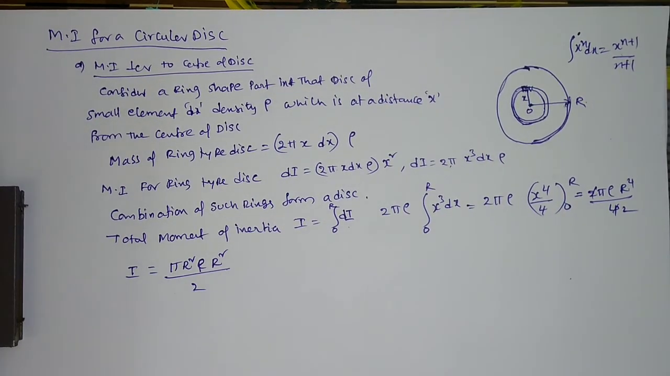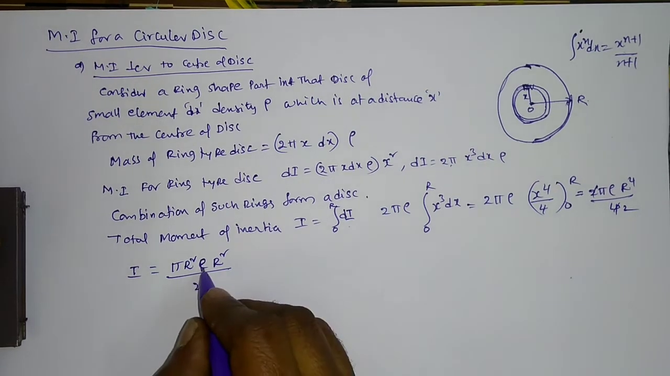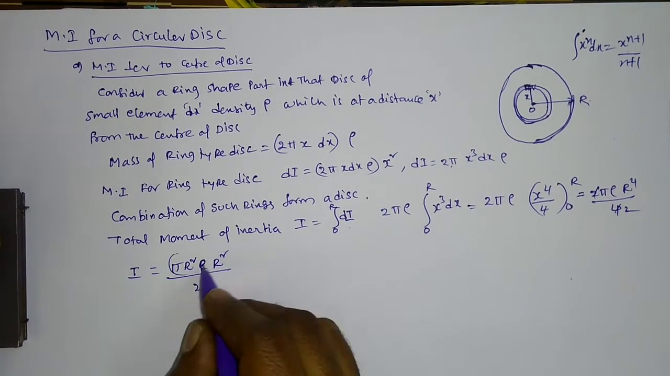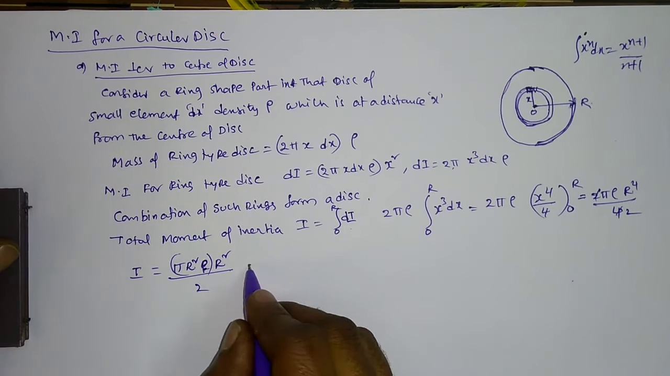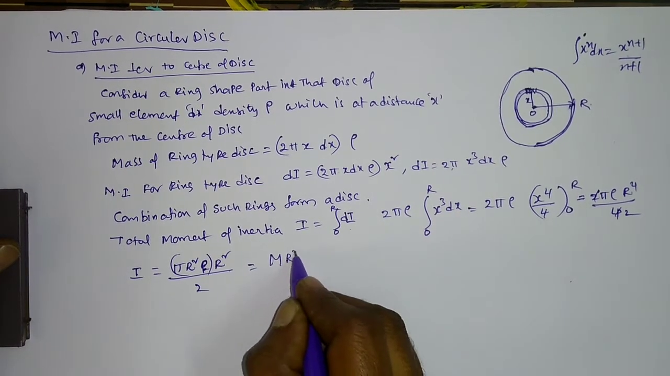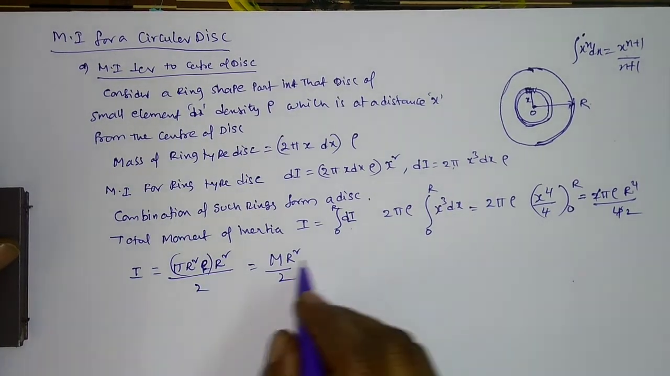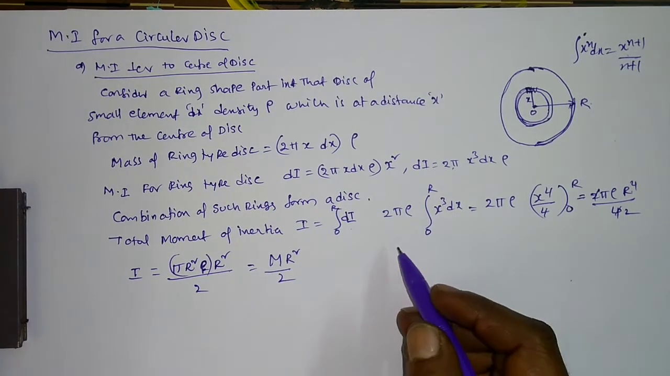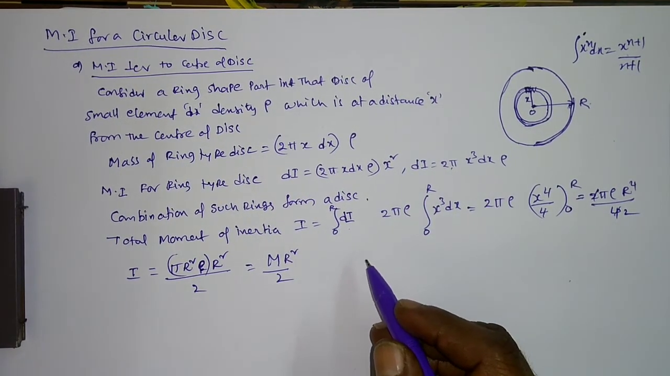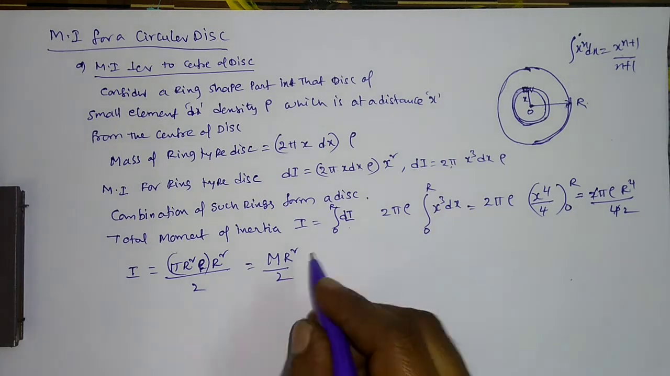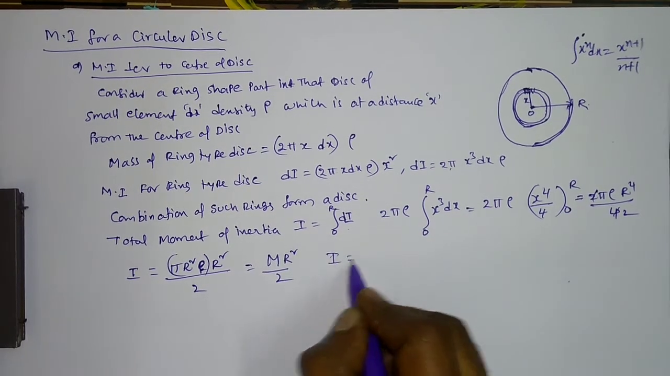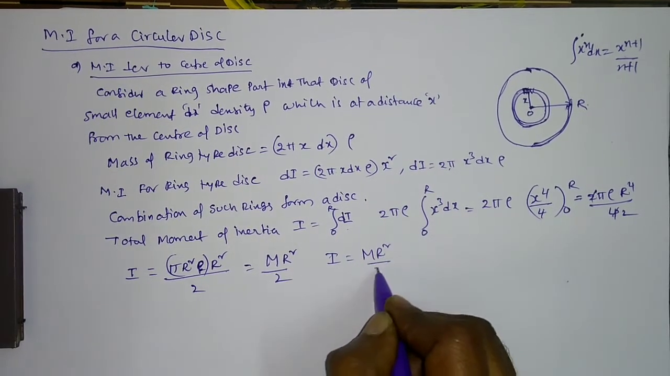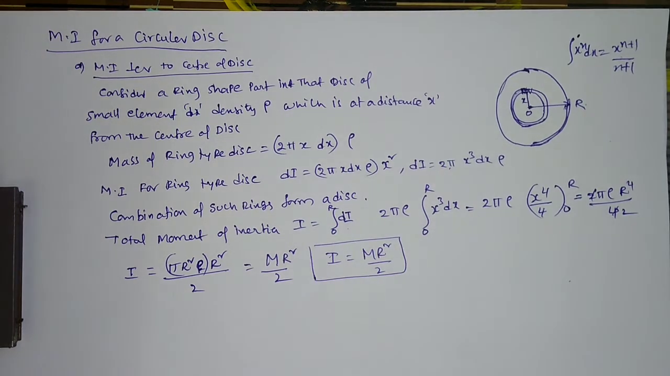As you know, pi r square is nothing but the area of the disk, so pi r square into rho can be considered as mass. That is m r square by 2. This is the formula for the moment of inertia of the circular disk passing through the center and perpendicular to the disk. Finally, you get m r square by 2. This is for the disk.